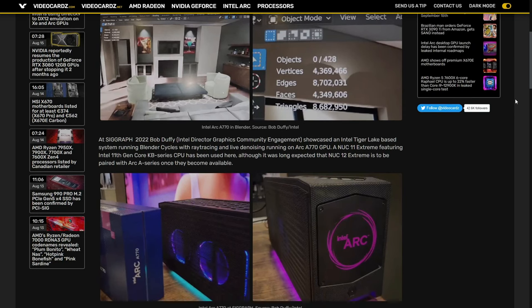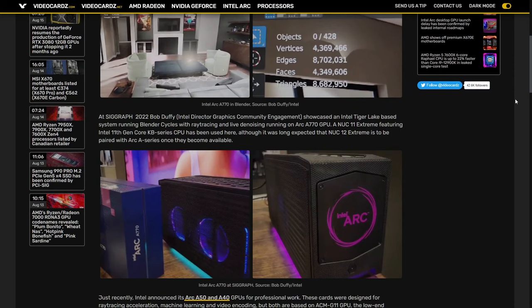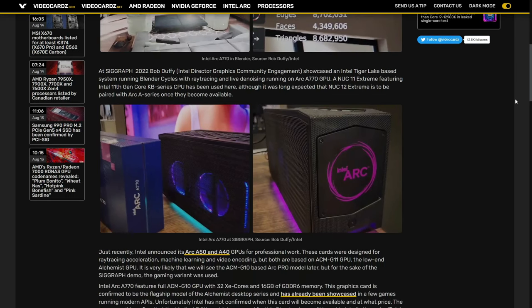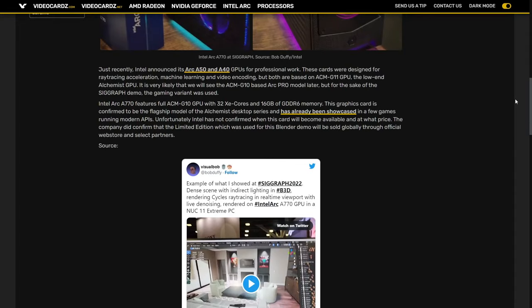So we have an Intel Tiger Lake based system running Blender Cycles with ray tracing and live denoising on an Arc A770 and a NUC 11 Extreme featuring an Intel 11th Gen Core KB series CPU. And then they've also announced the Arc A40 and A50 GPUs for the professional user base, which is well made for these kind of tasks. But it's great to see at least one of the gaming GPUs showcased over here, because a lot of people buy NVIDIA GPUs specifically for the professional workload. They can actually use it alongside their gaming tasks and everything.